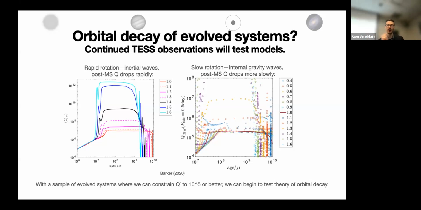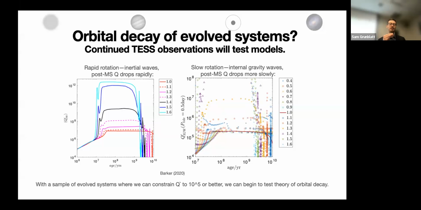And so basically, without going into the details of what these not so beautiful plots actually are saying, the point is that there are a whole bunch of different models for how the tidal quality factor, for example, for the star should evolve as the star becomes a post-main sequence system. And by studying more of these hot Jupiter systems around evolved stars, we can actually start to test which of these models better explains the sort of orbital evolution of these evolved systems.